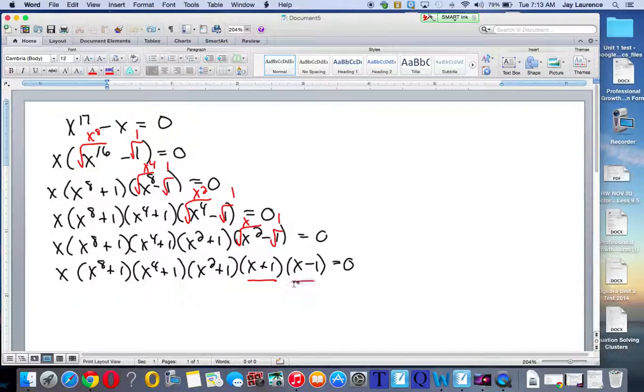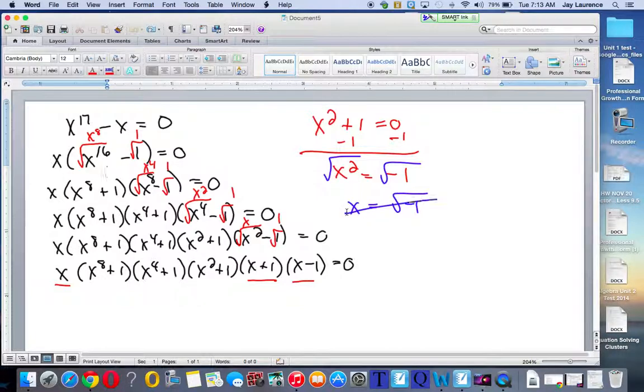Now, when I go to solve this, I'm only going to do 3. I'm going to solve 1, 2, and 3. Because watch what's going to happen when I try to solve x squared plus 1 equals 0. I'm going to subtract 1 from both sides, and I'm going to get x squared equals negative 1. Well, when I go to take the square root, x equals the square root of negative 1. That's an imaginary number.